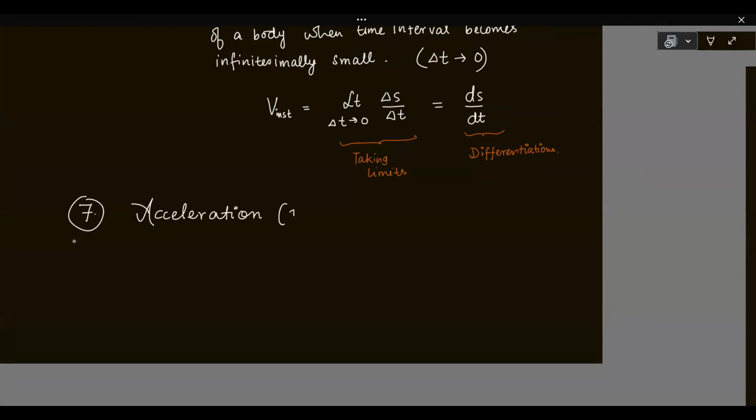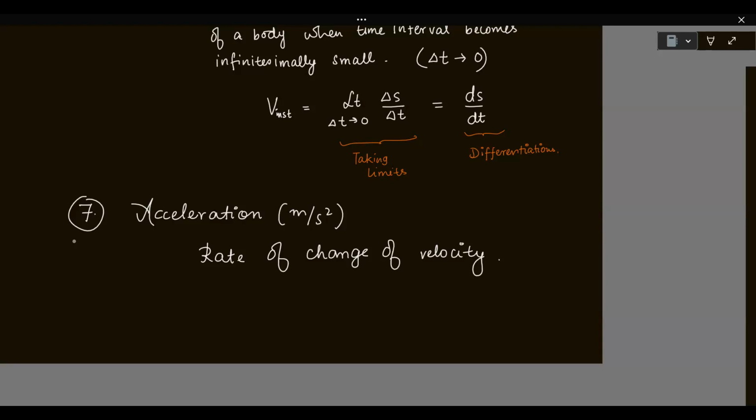The unit for acceleration is meter per second square. Understand, there is no scalar counterpart to acceleration, guys. There is no scalar counterpart. There is no rate of change of speed. It's just rate of change of velocity. Rate of change of velocity is what? Acceleration. Rate of change of velocity is acceleration.